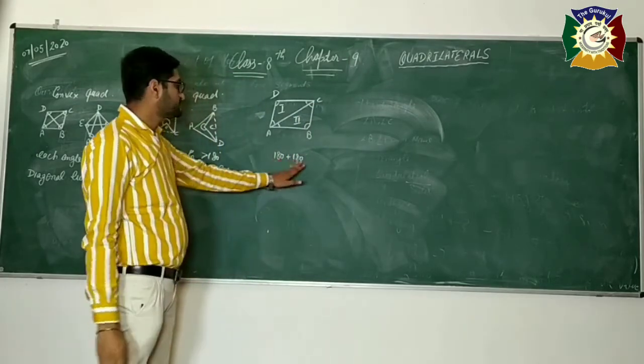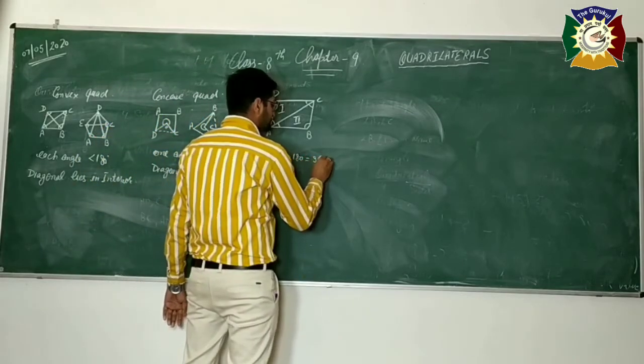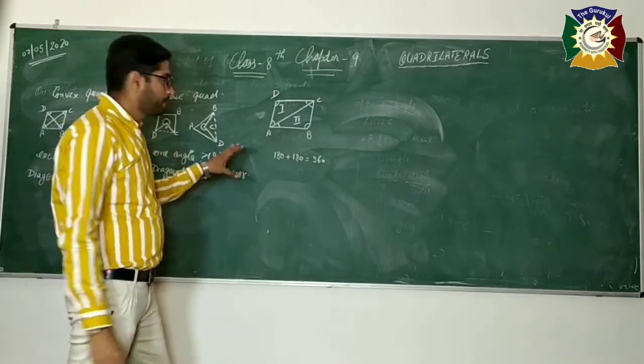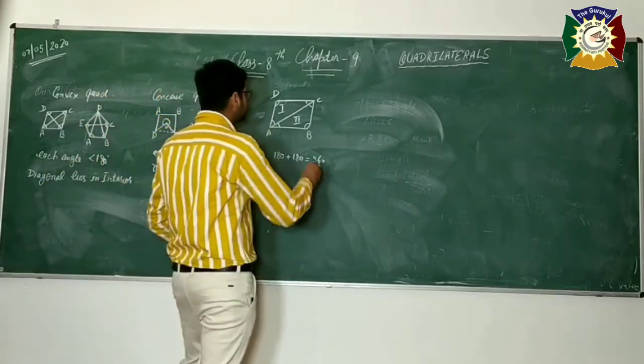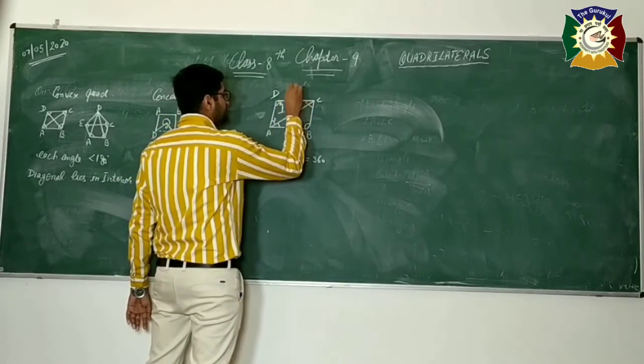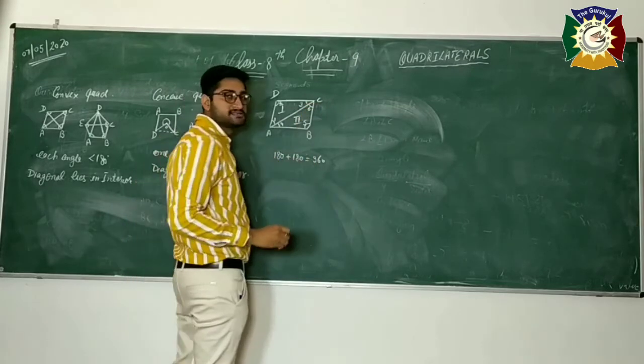So when we add these two, 180 plus 180, this will be 360, and we can prove this by labeling these angles. Let's say angle 1, angle 2, angle 3, and angle 4, angle 5, and angle 6.